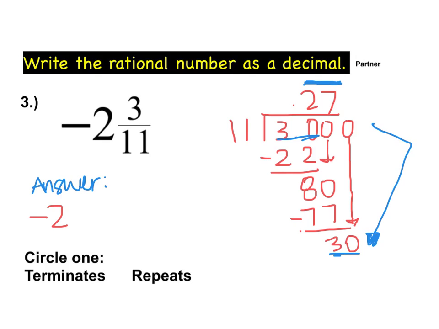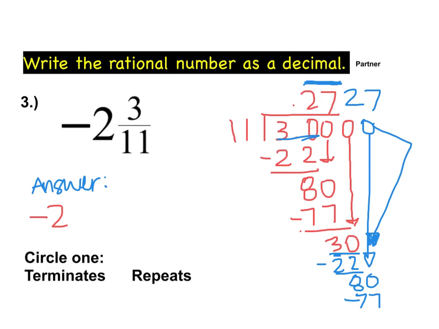11 goes into 32 times. 2 times 11 is 22. Take the difference. I get 8. Bring down another 0. I get 80. 11 goes into 80 7 times. 77. So on and so forth.